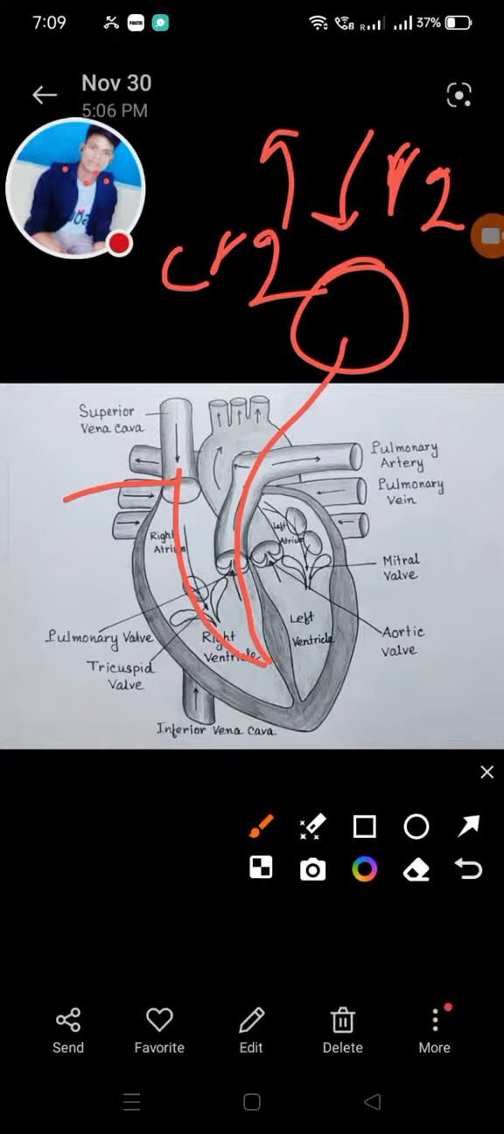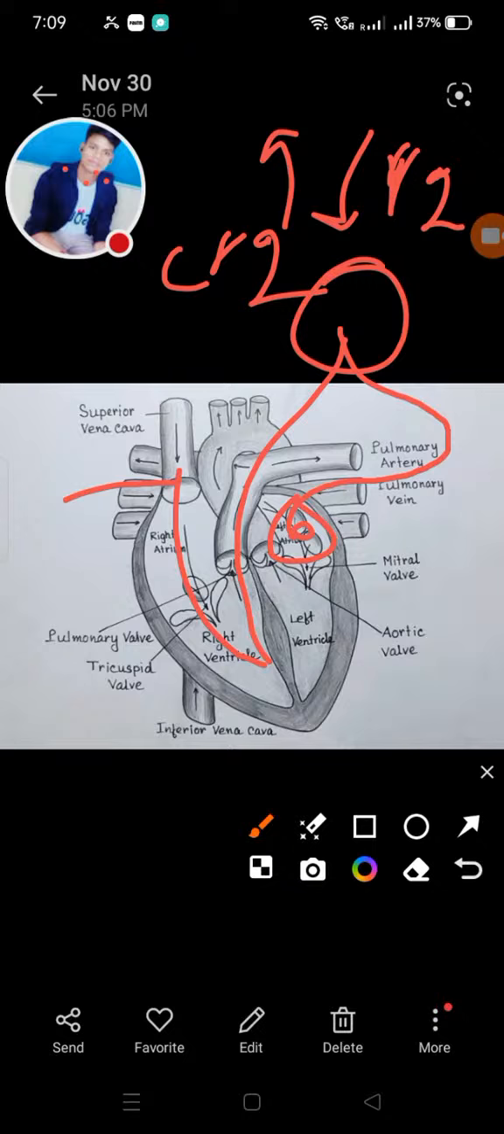Okay, for that exchange of the gases, what is the function of the lungs? Exchanging the gases between carbon dioxide and oxygen. So this is the process. After exchanging, the deoxygenated blood will become oxygenated blood. So what is the next process? From the lungs, the oxygenated blood will enter the left atrium through the pulmonary vein.